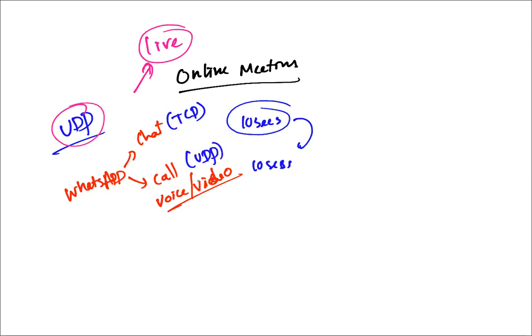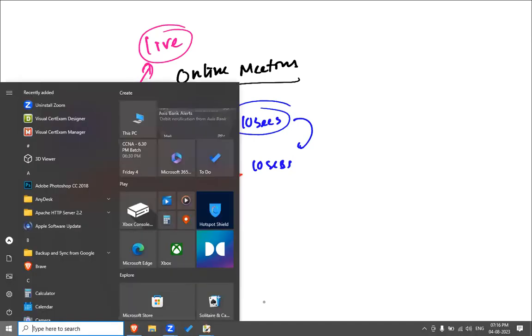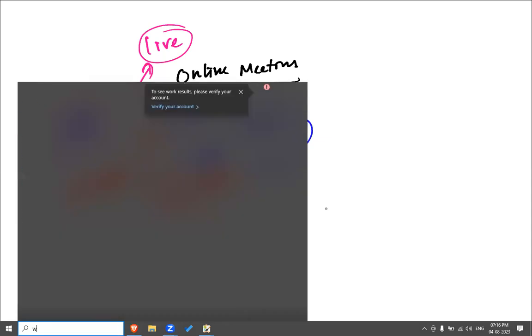The Zoom meeting also. So the chat, right? If you send a chat to me, that's TCP. But whatever I say, that is UDP. Got the point?